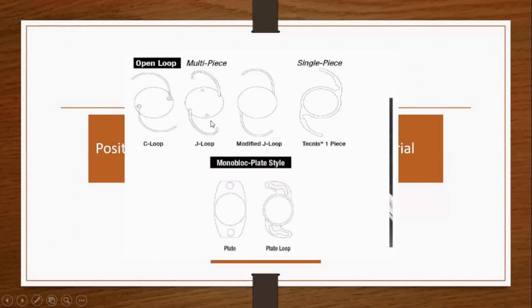So multi-piece is nothing but the optic is of a different material and the haptic is of a different material. This is known as a multi-piece IOL. In case of a single piece IOL, both the haptic and the optic are in the same material. Next comes the plate style, in which the optic and the haptic are of the same plate. There will be no distinction between the optic and haptic. It will be in the same design.